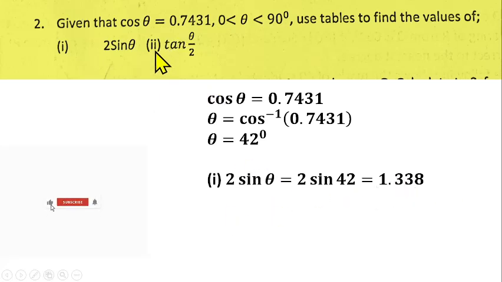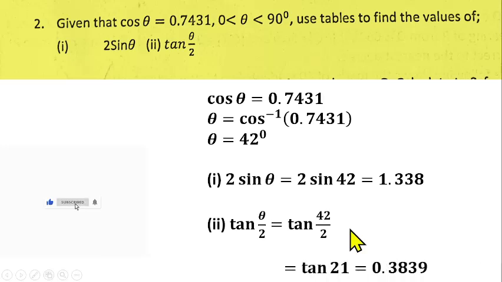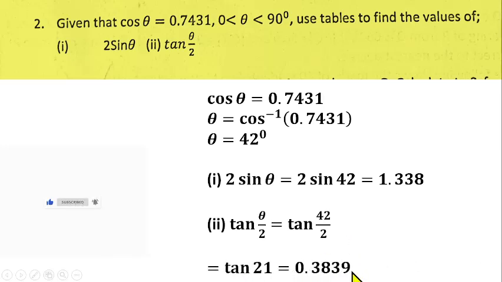Then the next one, we have to find tan theta over 2, where 2 is dividing this angle theta. So that will give us tan 42 over 2, that will give us tan 21. And if you simplify tan 21, that will give us 0.3839.